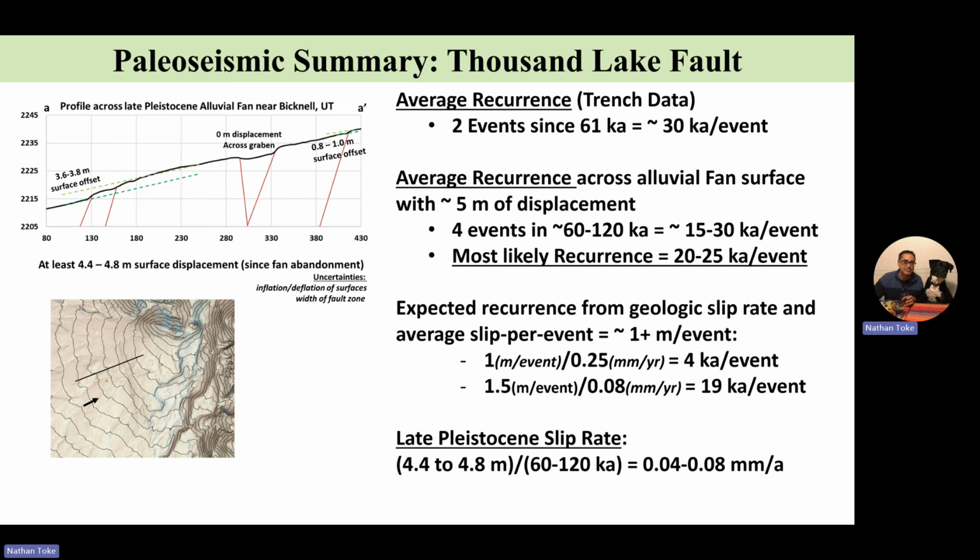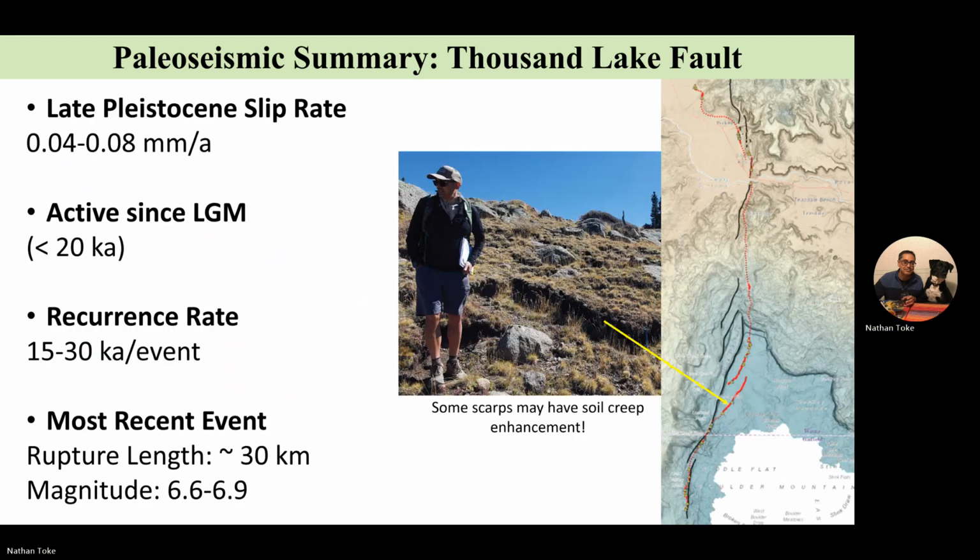The late Pleistocene slip rate does therefore align fairly well, although it would push it slightly lower than that minimum of the long-term geologic slip rate. It would say that we have about 4.4 to 4.8 meters in the last 60 to 120,000 years. And so that's 0.04 to 0.08 millimeters per year.